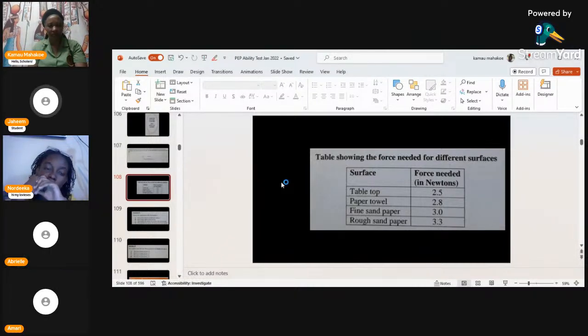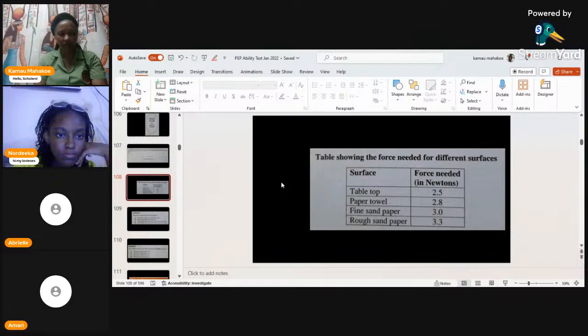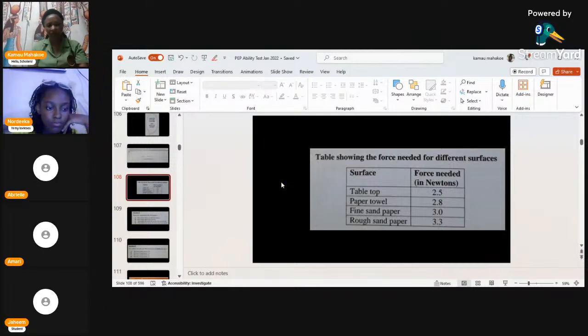Table showing the force needed for different surfaces. Force needed in newtons. Tabletop, 2.5 newtons. Paper towel, 2.8 newtons. Fine sandpaper, 3.0 newtons. Rough sandpaper, 3.3 newtons. Okay, thank you, Nardika and Jaim.